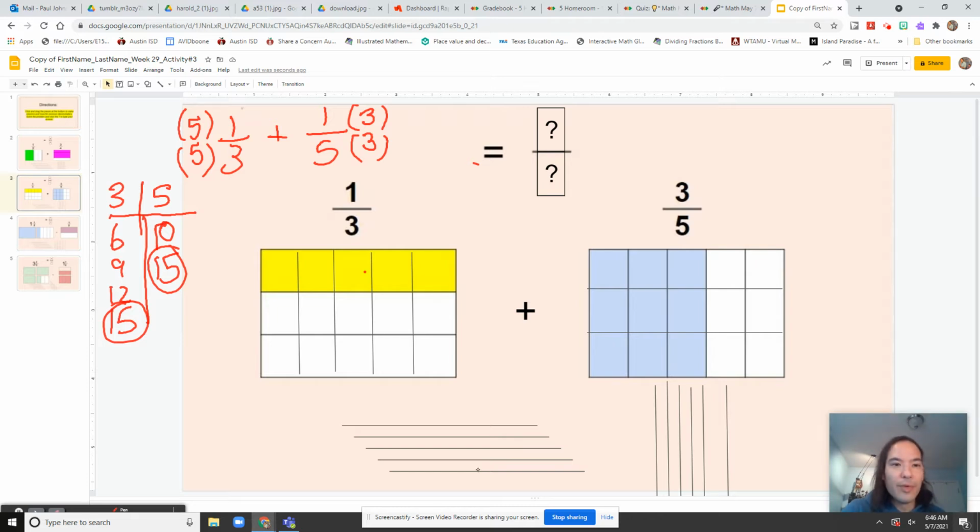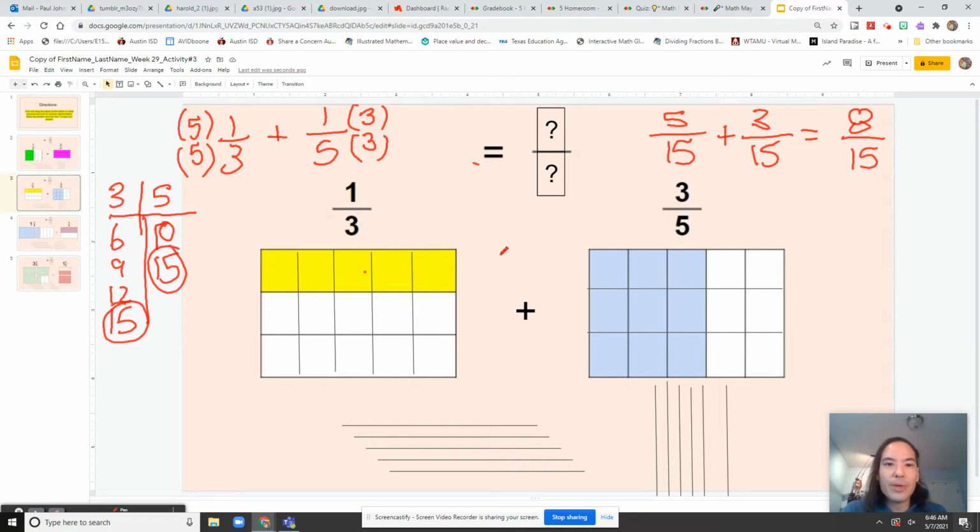So over here, I'm going to move it over here. So 5 times 1 is 5. 5 times 3 is 15. Plus 1 times 3 is 3. 5 times 3 is 15. So we should have 8 fifteenths. Let's count how many pieces we have. All right, so let me double check the math on that. Oh, yeah, that should be fine. So we have 5 fifteenths over here.